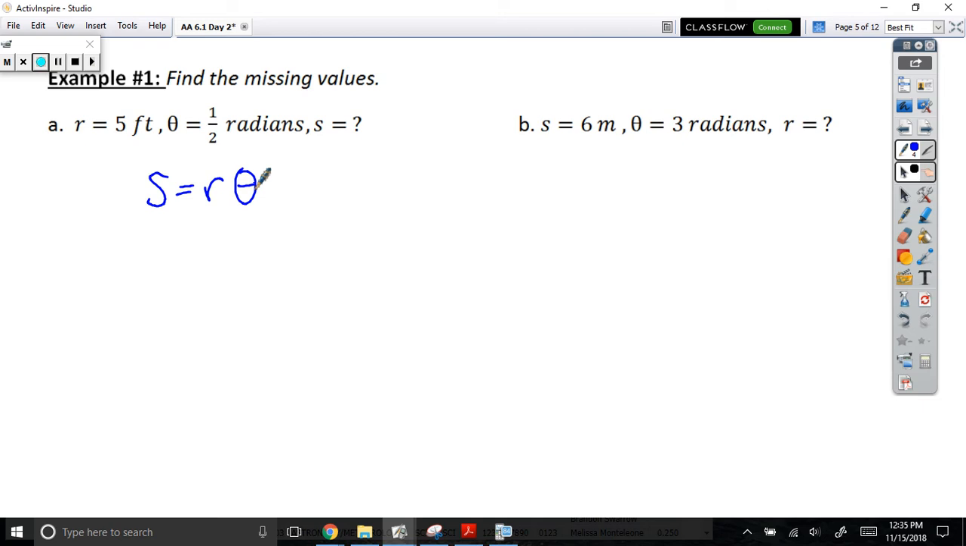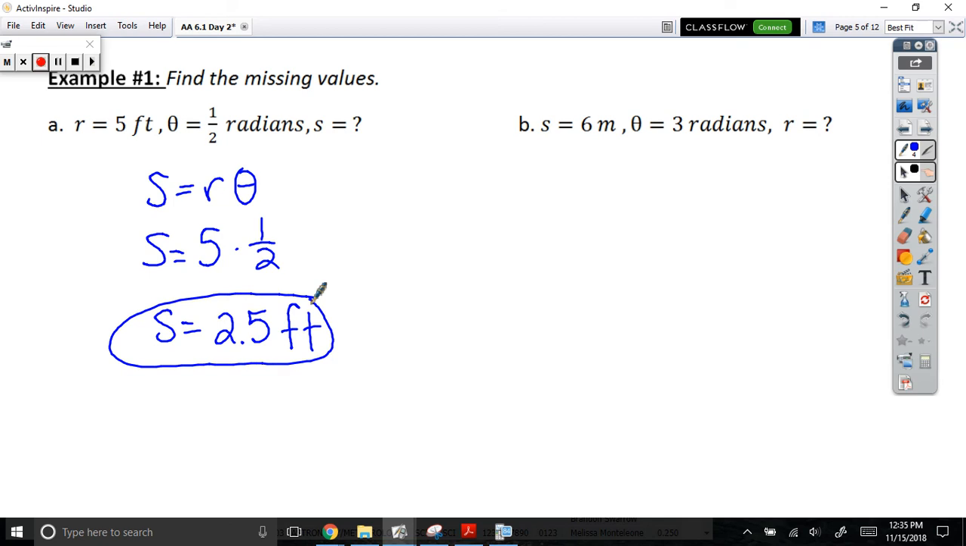All right, so s we don't know, we'll leave it as s. Radius is 5. Theta is 1/2. Multiply 5 and a half together, we get 2.5 or 5/2. Units for arc length will be regular units like perimeter or circumference, so it would be just regular feet. On the back, we're going to be looking at sector area, and those will get square units.